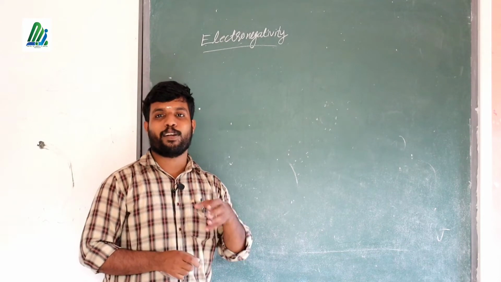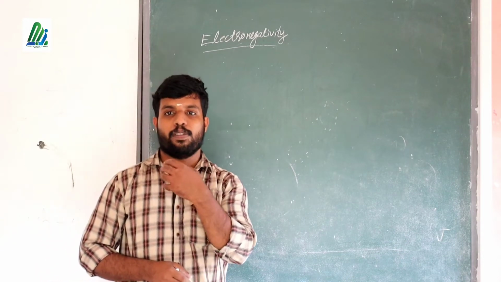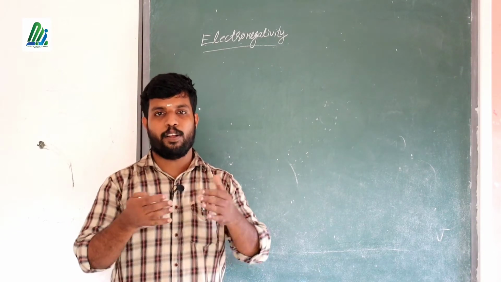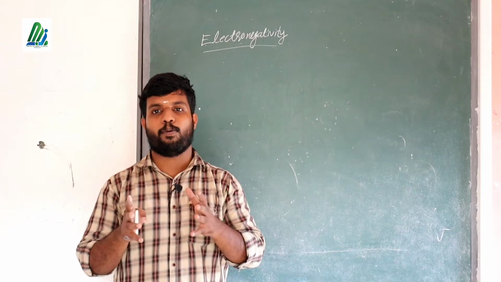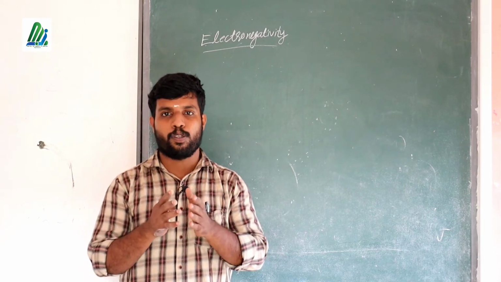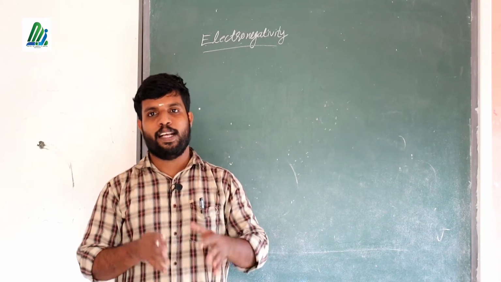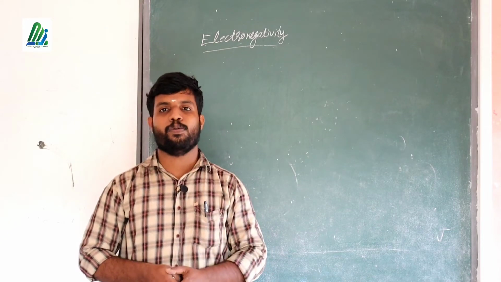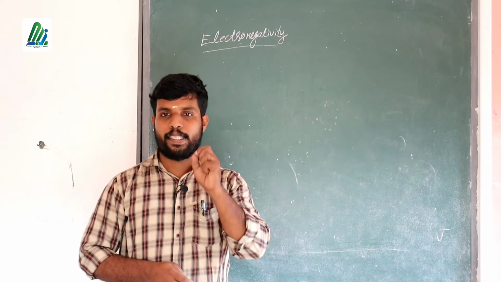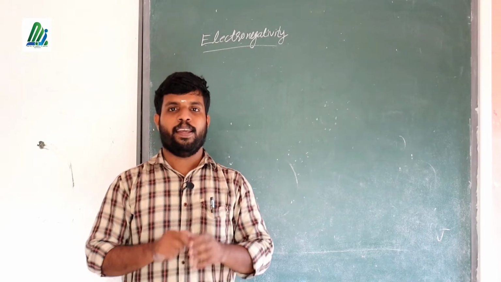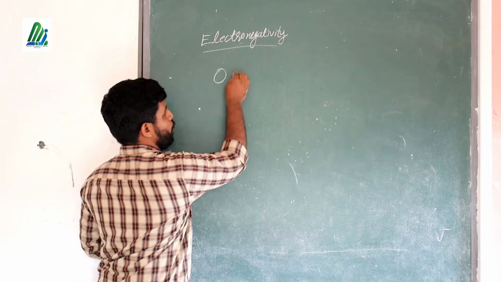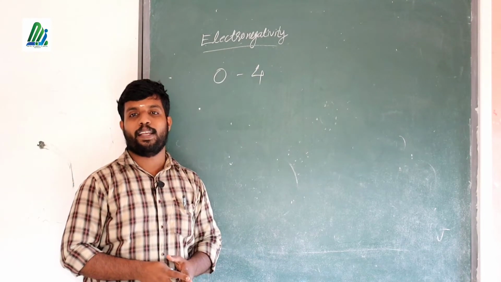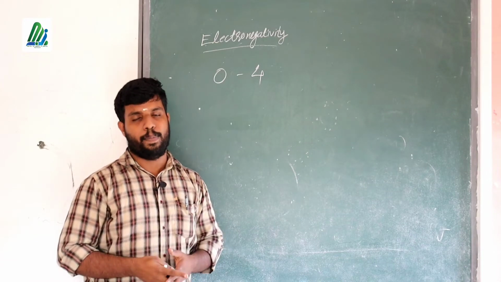For measuring electronegativity values, different scales were introduced by different scientists. But the scale that we now use for calculating electronegativity was formed by Linus Pauling, so it is known as Pauling's scale. He gives electronegativity values for the elements between 0 and 4.